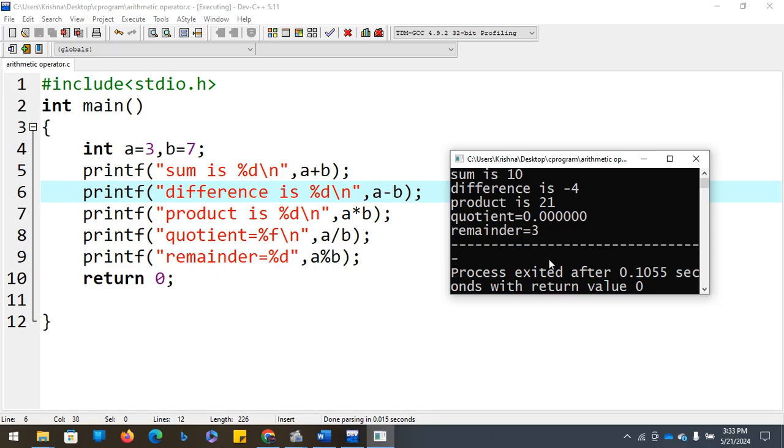So when you divide a by b, since 3 is smaller than 7, we have to put 0 in the quotient part, so 7 into 0 is 0, and when you subtract 0 from 3 you will get 3, so the remainder is 3. So this is how we can understand the arithmetic operator.